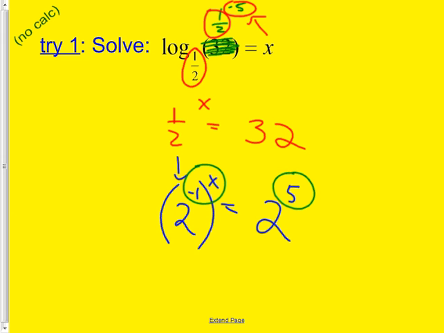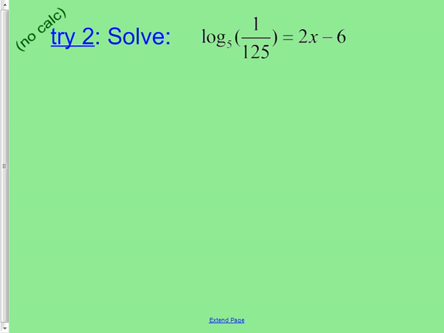I'll write this out. Negative 1x equals 5. Negative x equals 5. That's why x equals negative 5. The answer is negative 5. Okay, on to the next one. This pale green one.